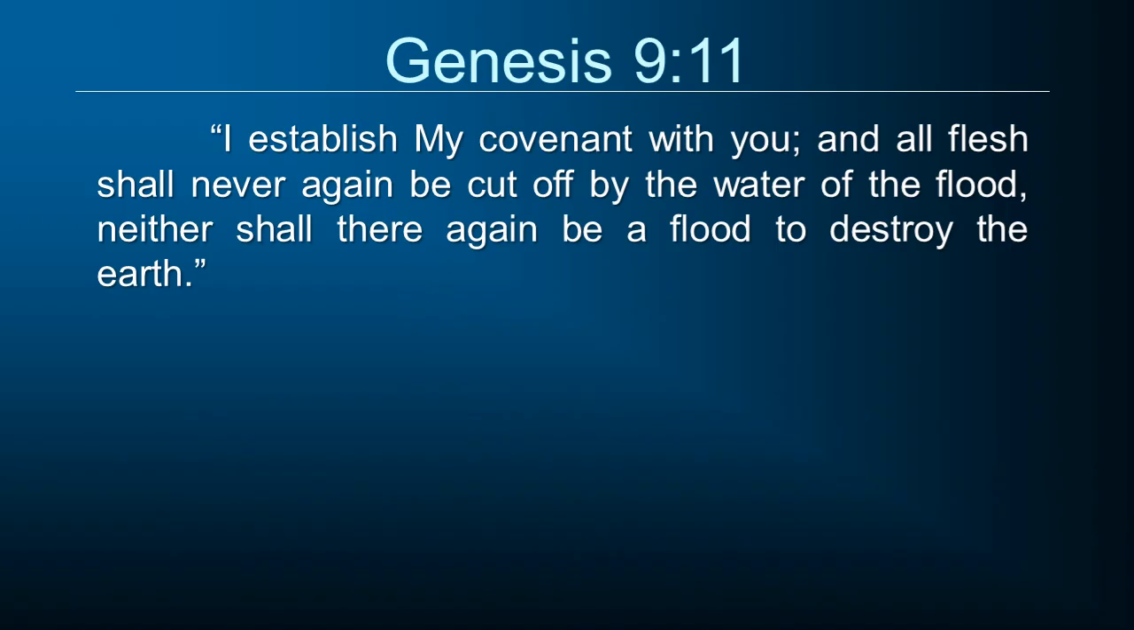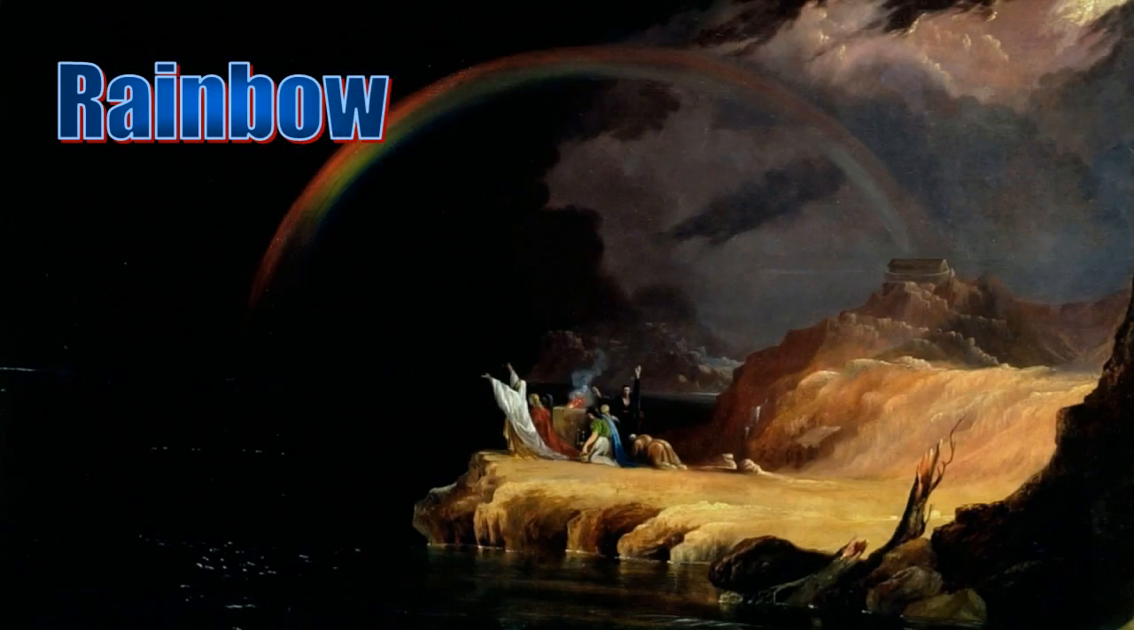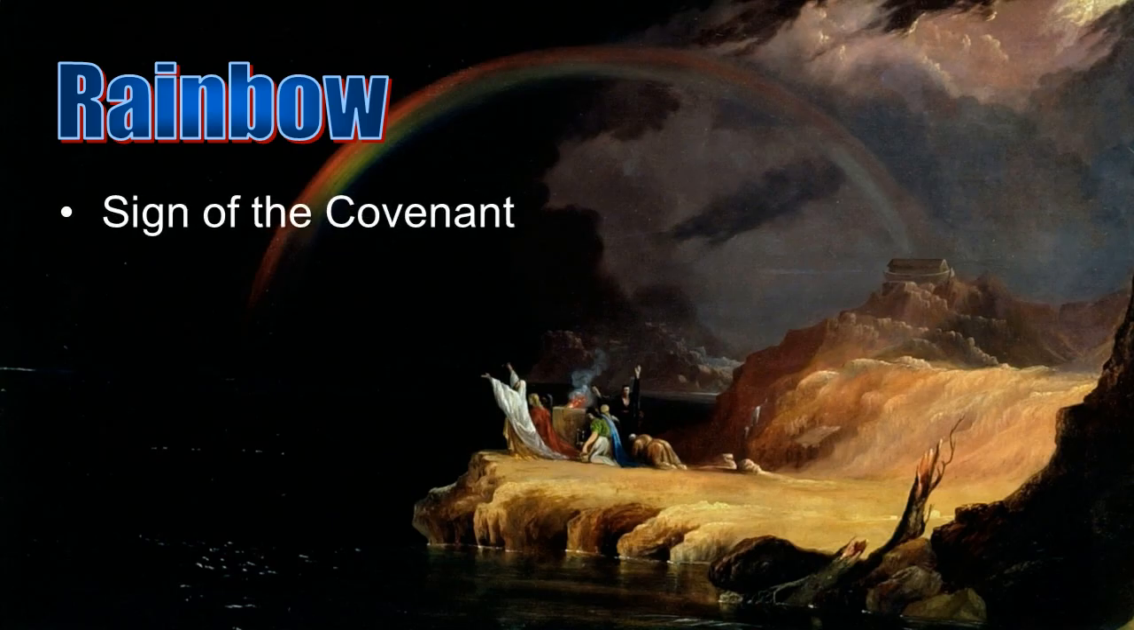So he says in verse 11, "I establish my covenant with you, and all flesh shall never again be cut off by the water of the flood, neither shall there be a flood to destroy the earth." The rainbow is given as the sign of the covenant. It's a sign that everybody can see. It's a sign that every time it rains, there's a reminder of this promise that God has given.